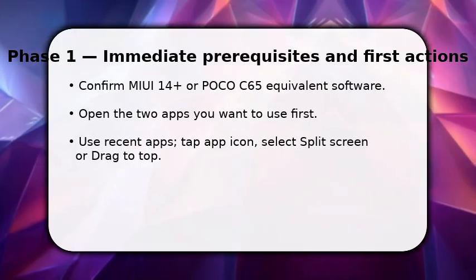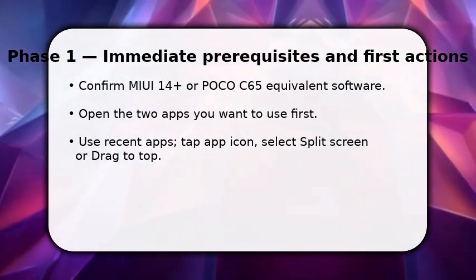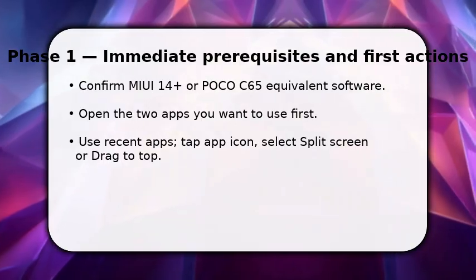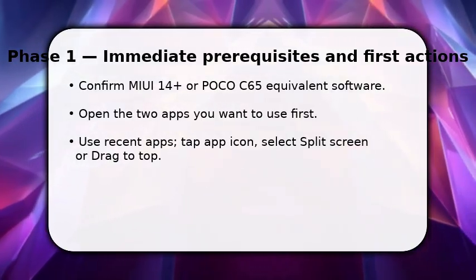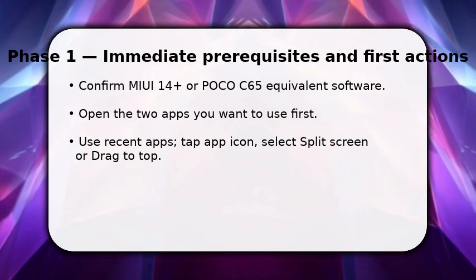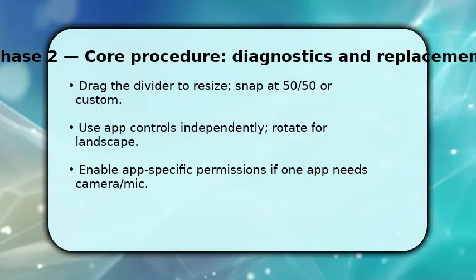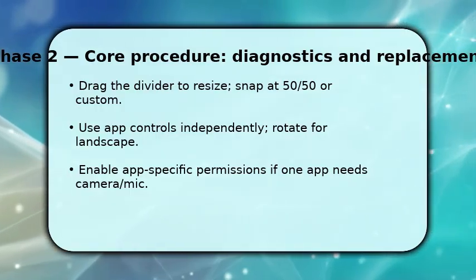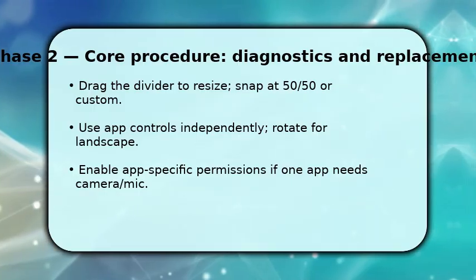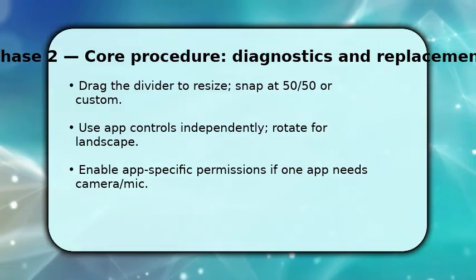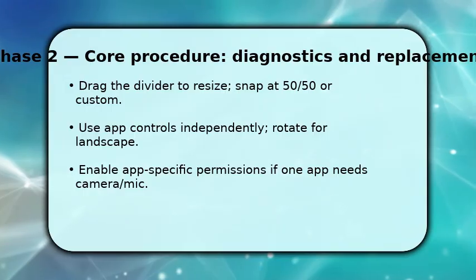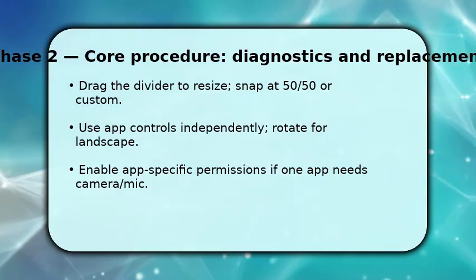Once done, select the second app from Recent Apps or App Drawer so it fills the other half of the screen for side-by-side use. With both apps visible, adjust the dividing bar so each gets the space you need. Drag quickly for a rough 50/50 or fine-tune for reading or typing. You can interact with each app independently, type in one, scroll in the other, and use home gestures normally.